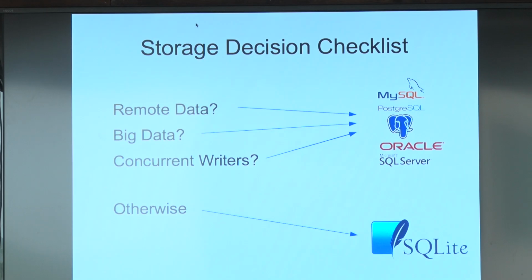Do I have concurrent writers? Multiple applications that need to be writing at the same time, and they can't take turns. They really need to be doing it at the same time. If so, then you need to go with a client-server database.